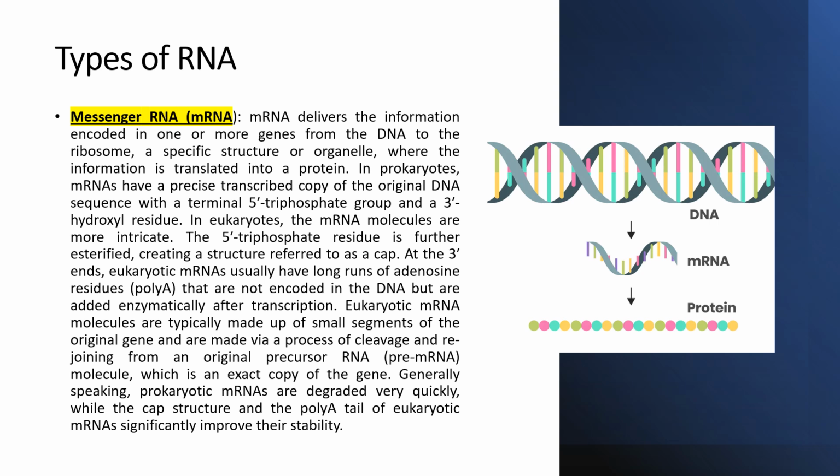Eukaryotic mRNA molecules are typically made up of small segments of the original gene and are made by way of a process of cleavage and rejoining from an original precursor RNA molecule, which is an exact copy of the gene. Generally speaking, prokaryotic mRNAs are degraded very quickly, while the cap structure and the poly A tail of eukaryotic mRNAs significantly improve their stability.